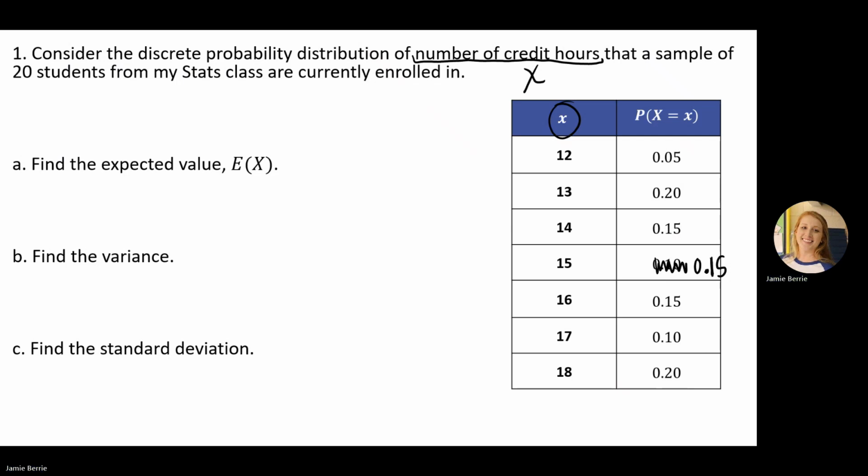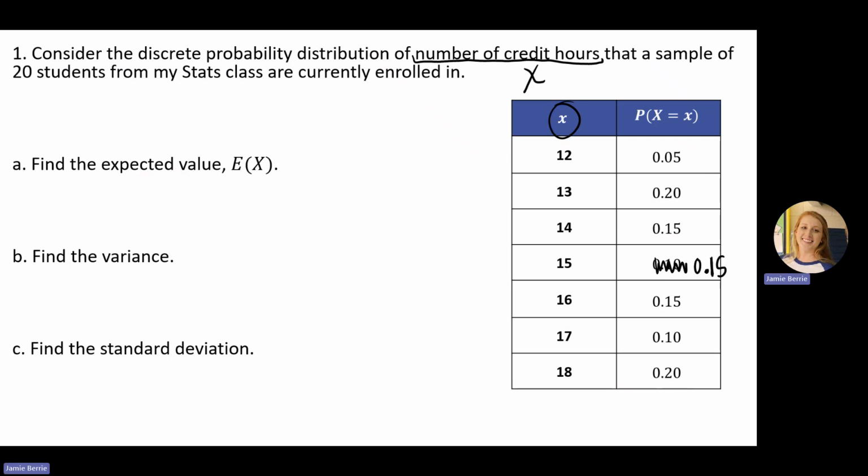So we are asked to do 3 things here. We have 2 more after this, but for right now, we're just focusing on these 3 things. We're asked to find what is called the expected value, the variance, and then the standard deviation. When we are finding the expected value of a probability distribution, there are a couple of ways you can do it. You can do it by hand. It's really not that hard to do it by hand. But I'll also show you how to do it in the calculator as well.